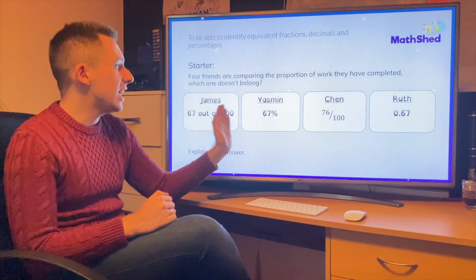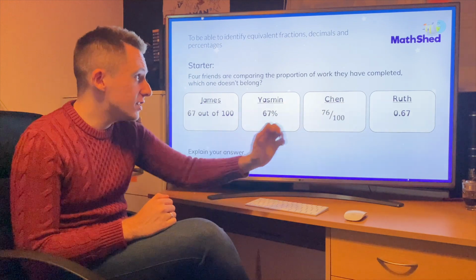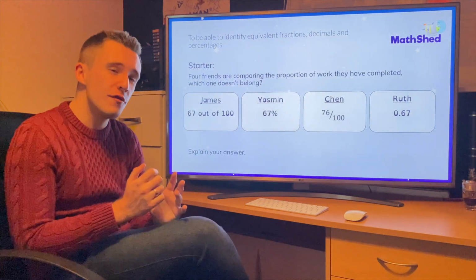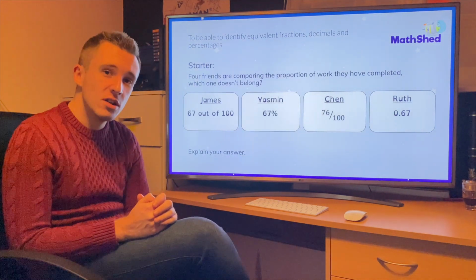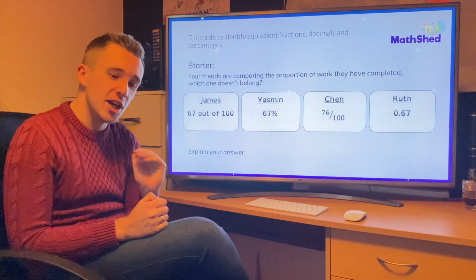So have a look here at the 4 different representations. One of them is the odd one out. Can you tell me which one, please? Pause the video now.